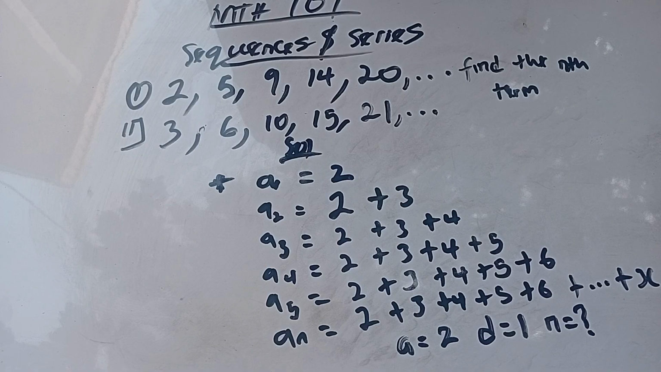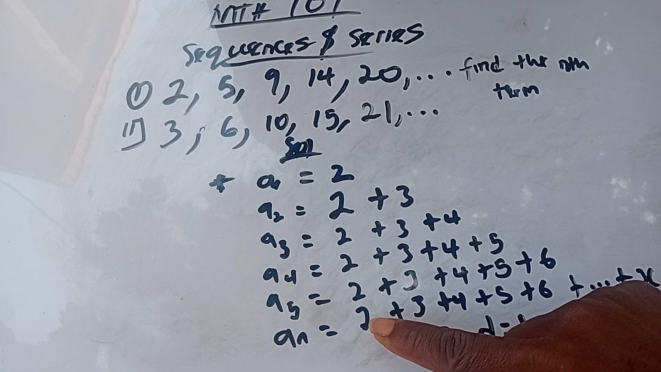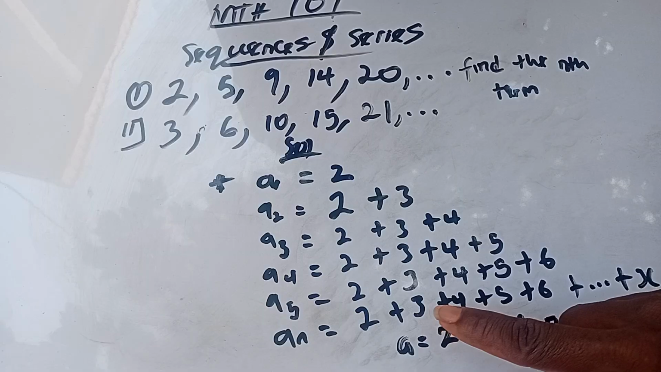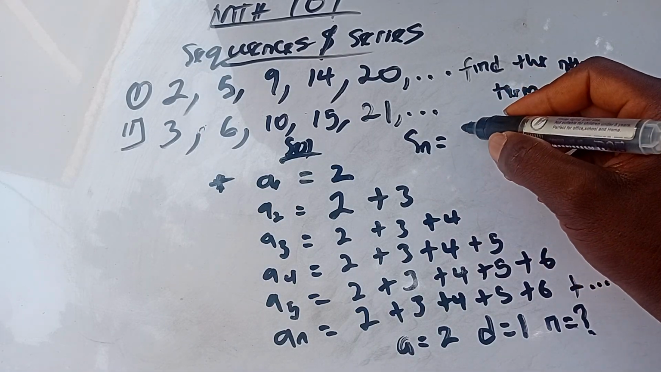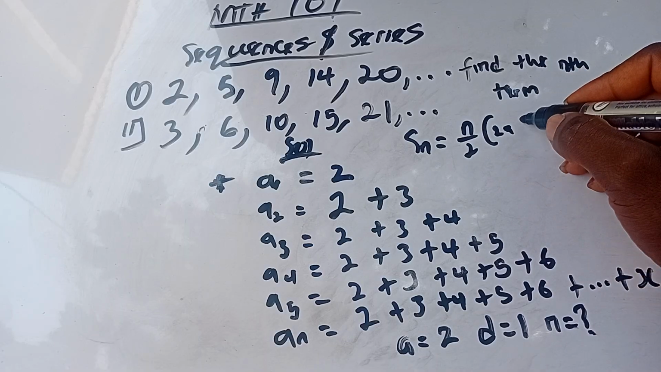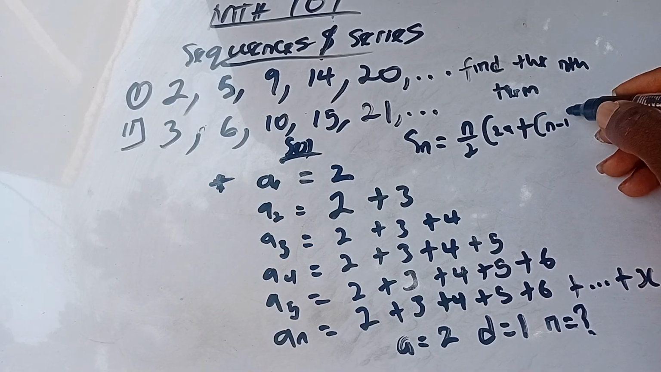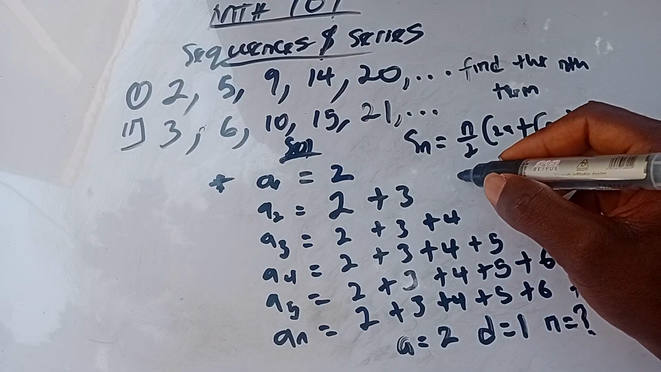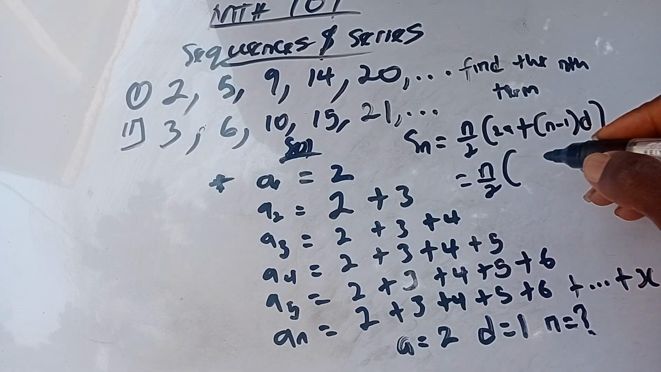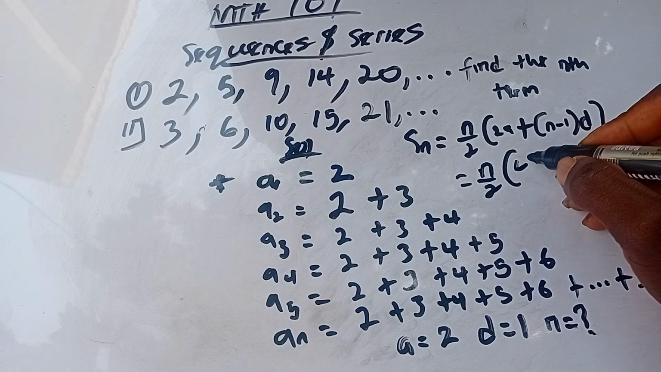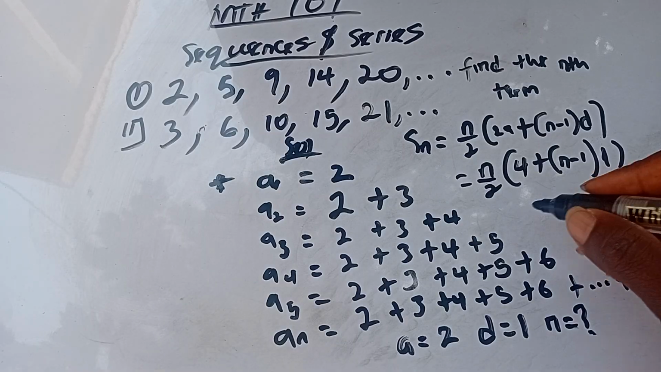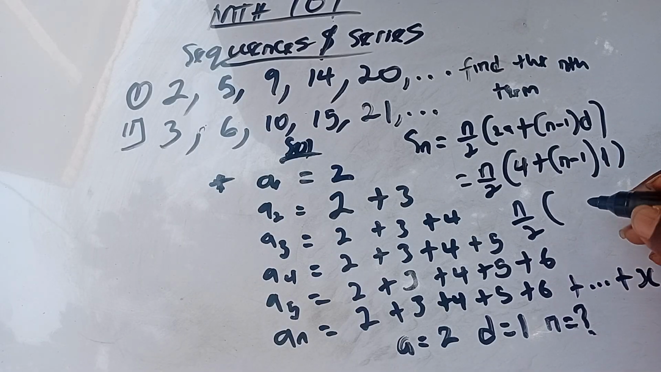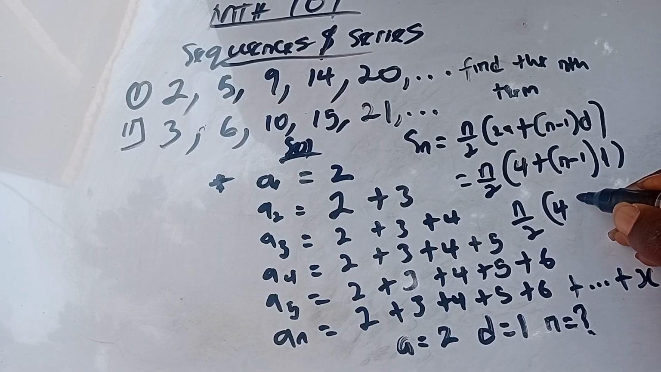Why are we using Sn, the sum of AP, instead of Tn? Because this is summation, this is series. This plus this is summation, so we are using the sum of AP. So Sn equals n over 2 into 2a plus n minus 1 into d. What's our a? 2. 2 times 2, 4. Plus n minus 1 into d. Our d is 1. So this gives us n over 2 into 4, plus n minus 1 times 1.